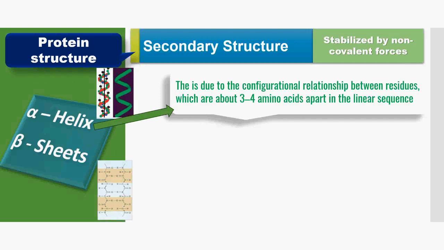So the alpha helix is due to the conformational relationship between the residues within the same polypeptide chain of the linear sequence of the primary structure, usually between the 3rd or the 4th amino acid, between each amino acid and its 3rd or 4th amino acid.